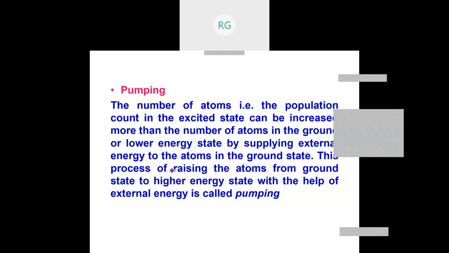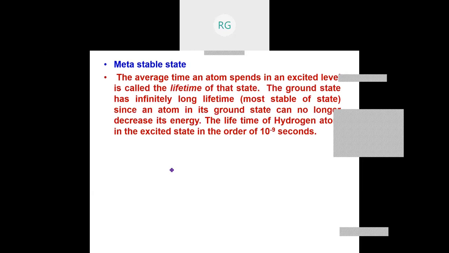So longer lifetime means that this energy state should be capable of holding the atoms for a longer time, maybe in milliseconds. So therefore, another important part of lasing action is the metastable state. A metastable state is a long-lived state or longer lifetime state. A longer lifetime state is one which generally has a longer lifetime than a normal state. A normal state will have a lifetime of 10 to the power minus 8 seconds, whereas the metastable state, even though it is not stable for long, will have a lifetime more than this, maybe 1 millisecond.